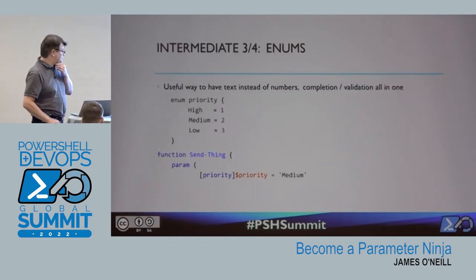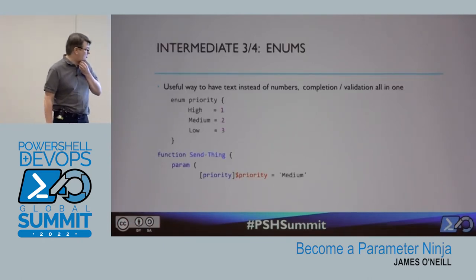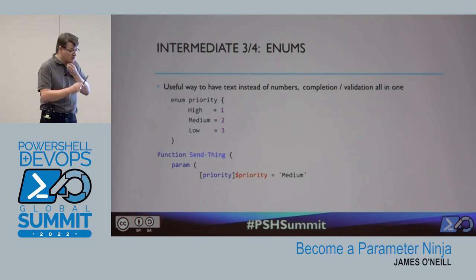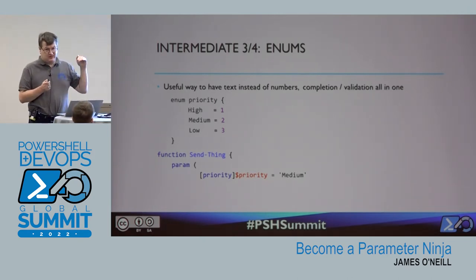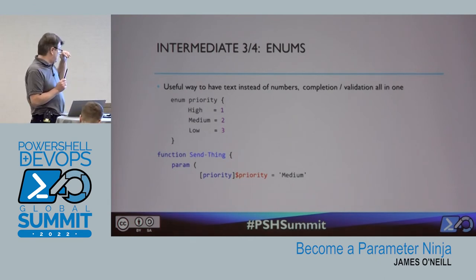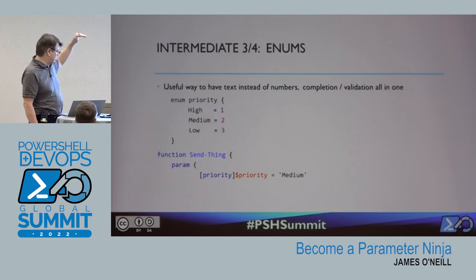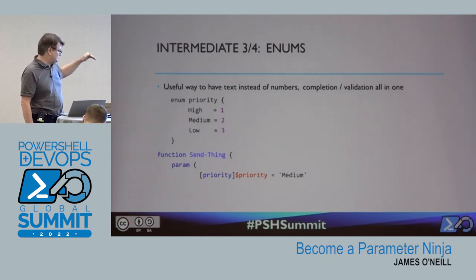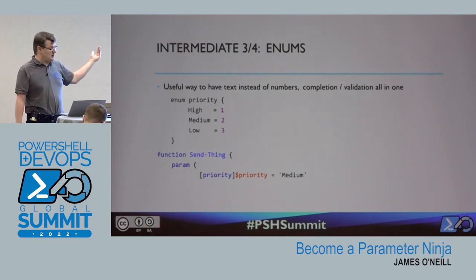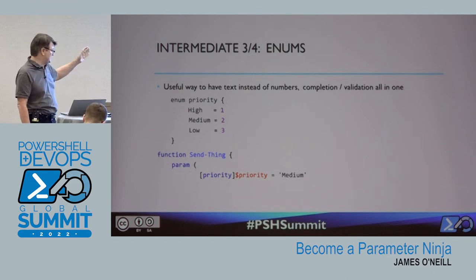Right. So just going back to the priority one that I was showing before, really helpful actually if you define an enum. So enumeration types like this, we can specify high, medium, and low as the names of different values. They've got a value option, and enums basically are a piece of text and a number simultaneously. So they've got this dual personality.